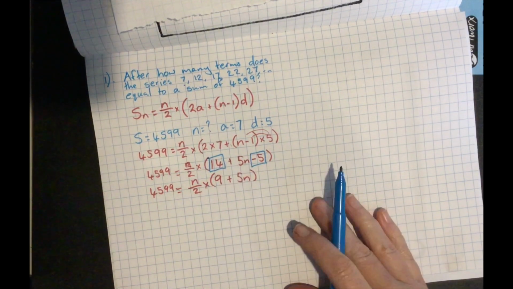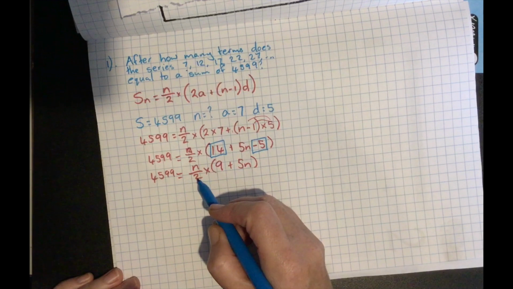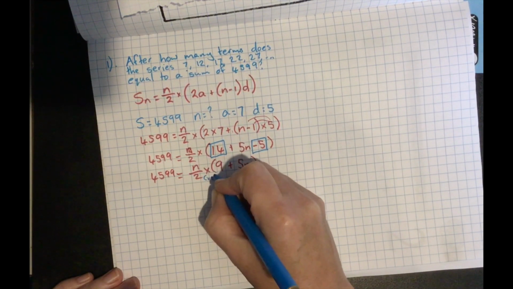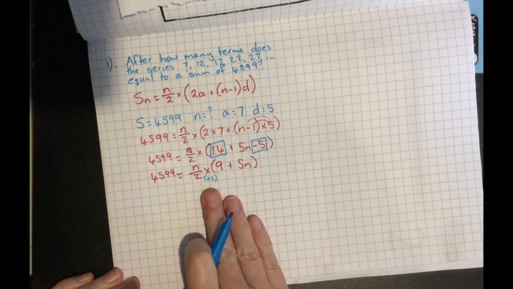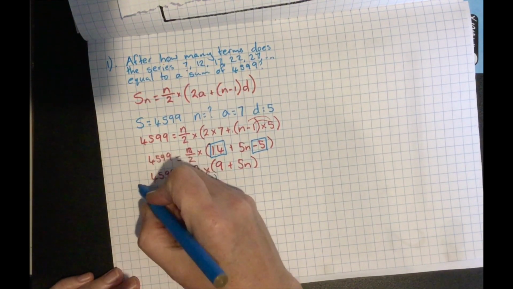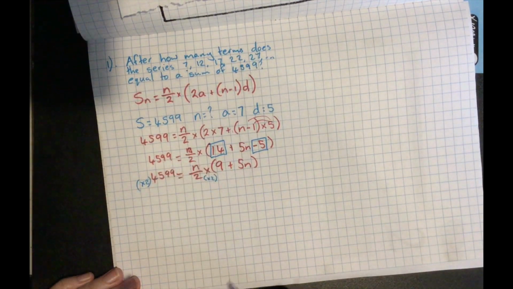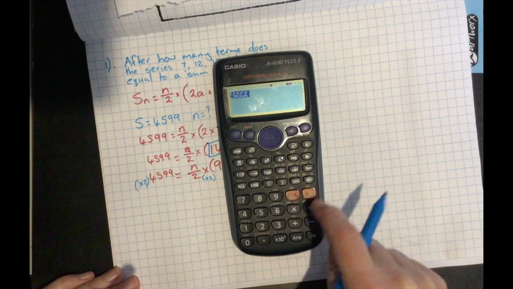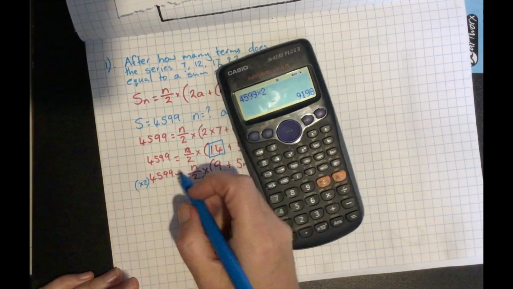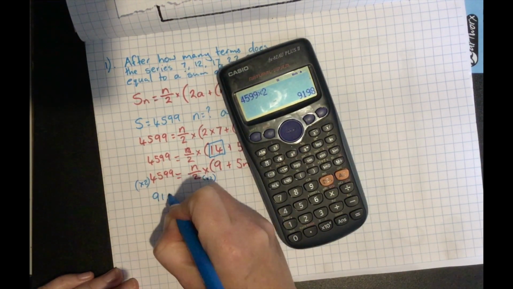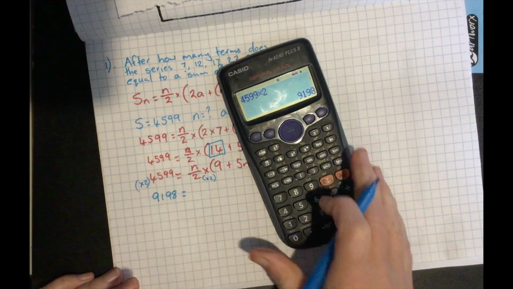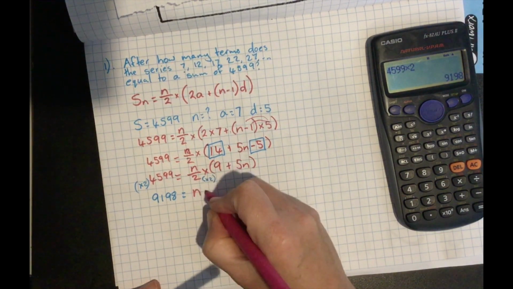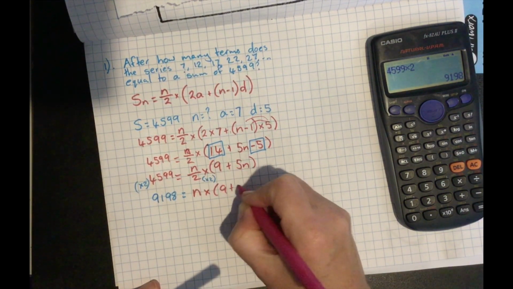I'll use a different colour to show you these steps. I need to get rid of the divided by 2 first. How do I do that? I do the opposite of divided by 2, times 2. Remember, on one side of the equals, if I do that, I must do it to the other side. Times 2. Well, 4,599 times 2 gives me 9,198. Alright, what does my equation look like from there? It looks like this.